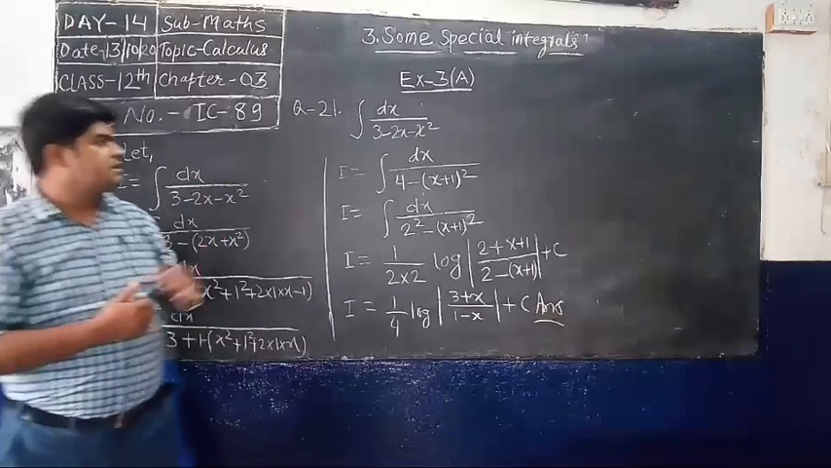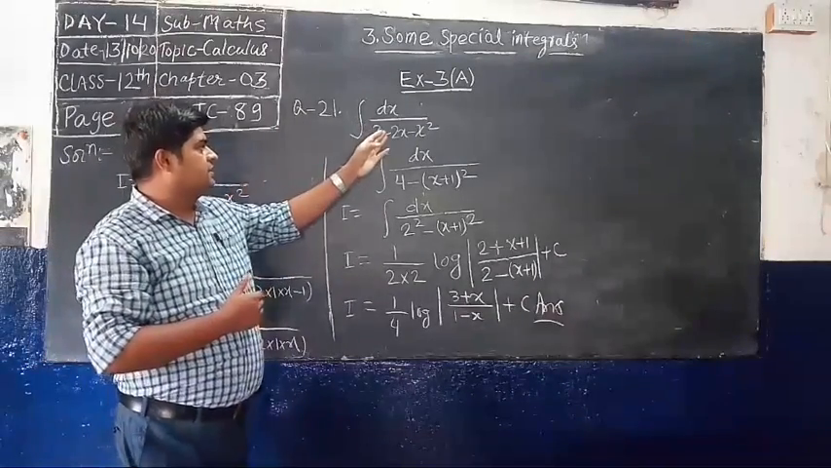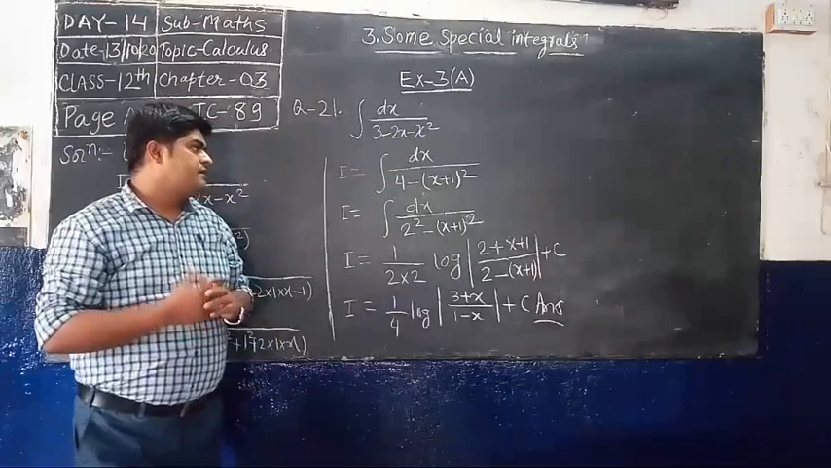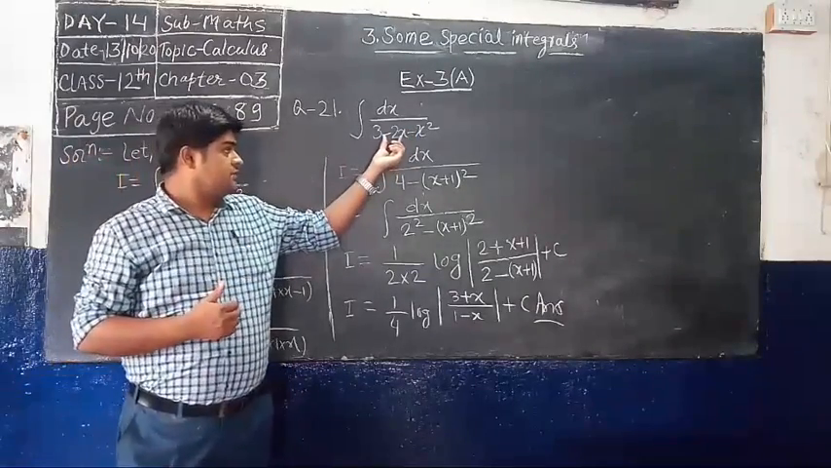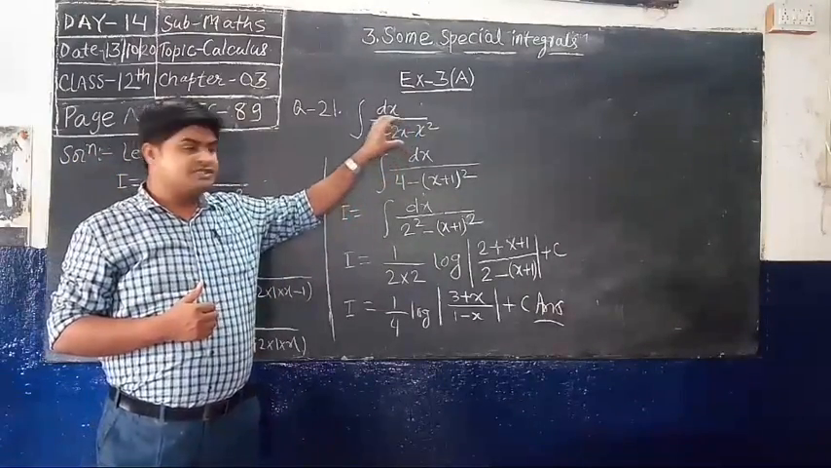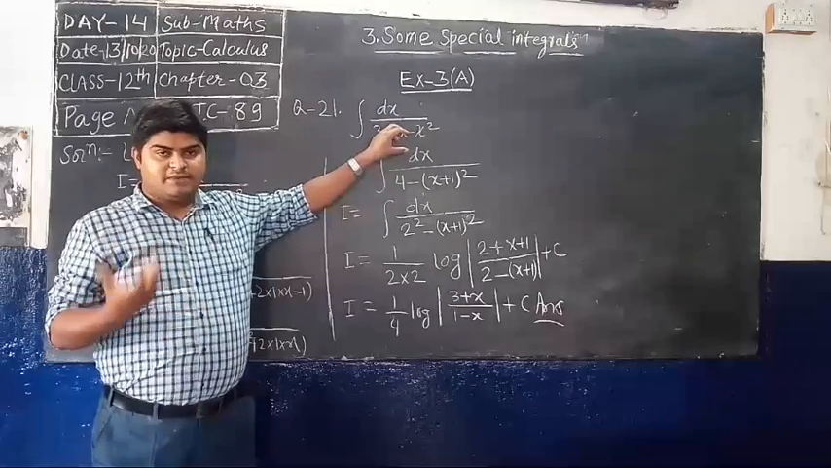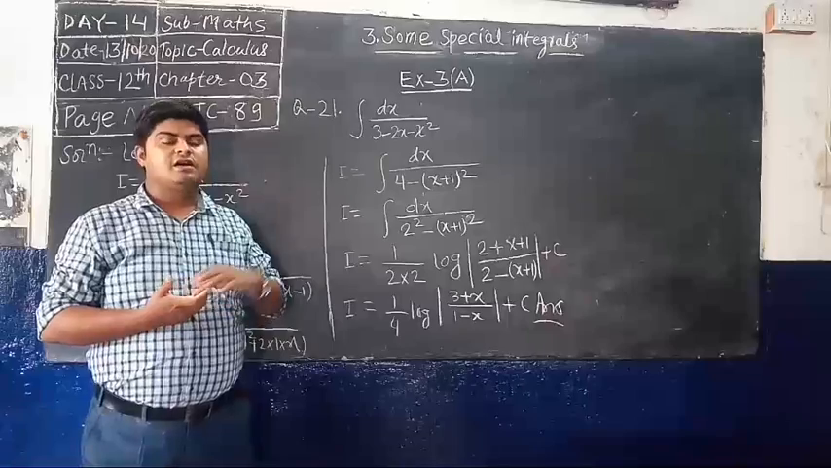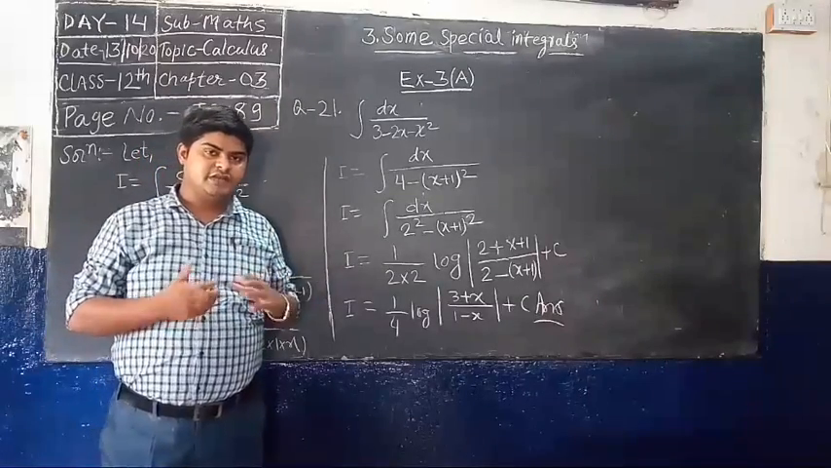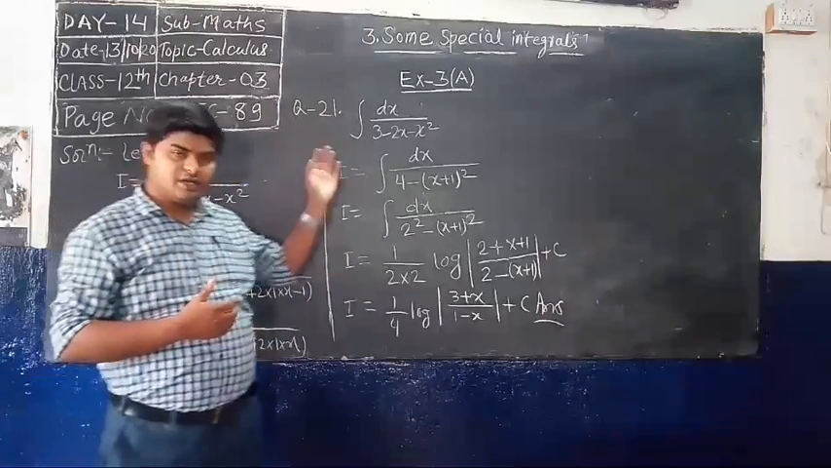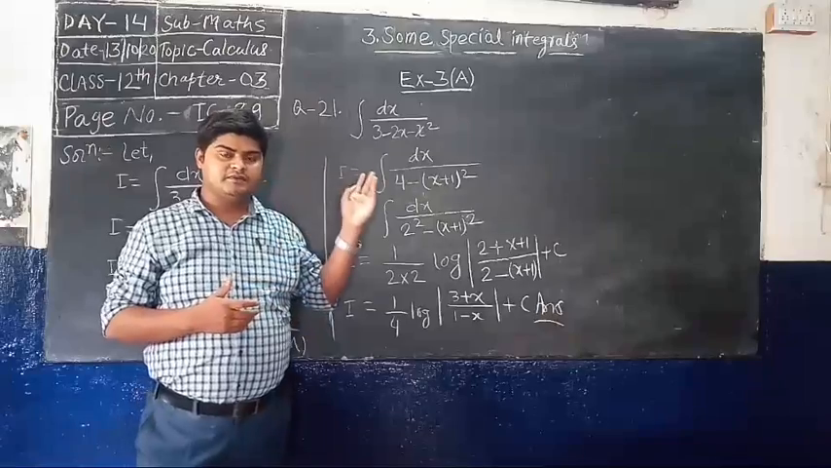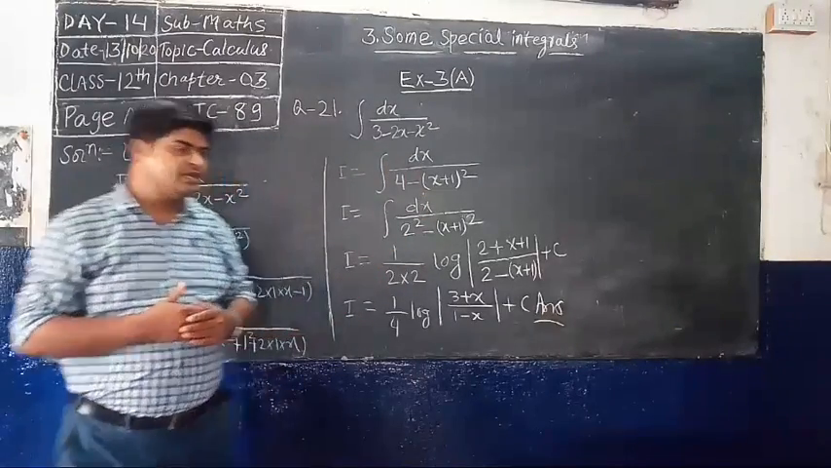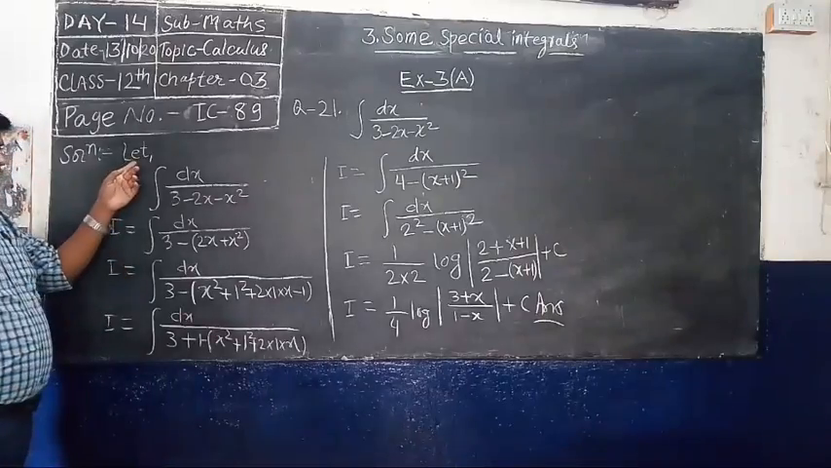Here, you have to find the integration of dx by 3 minus 2x minus x square. First of all, you will change this term into the form a square minus x square, or a square plus x square, or x square minus a square. That means you have to apply the three formulas which I have already derived before starting the exercise. So let us see how it will be solved.